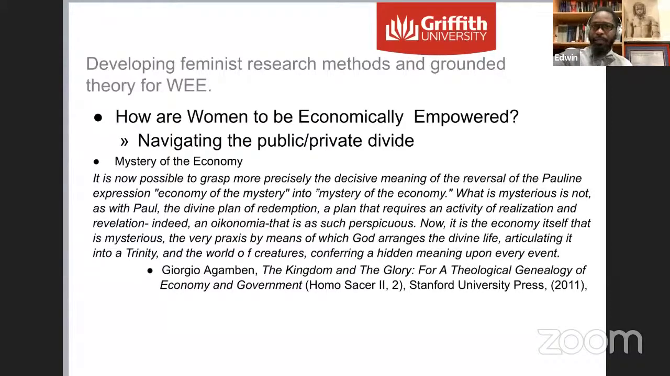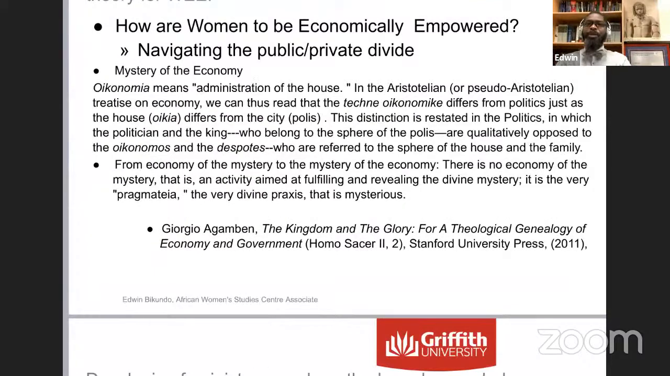Okay, so basically the point I'm making is that oikonomia, from which we get economy or economics, its literal meaning is the administration of the house. And in Aristotle, this is Agamben making the point that Aristotle distinguishes between the techniques required for the economy and the techniques required for politics, just as the house, the oikia, differs from the city or the polis.